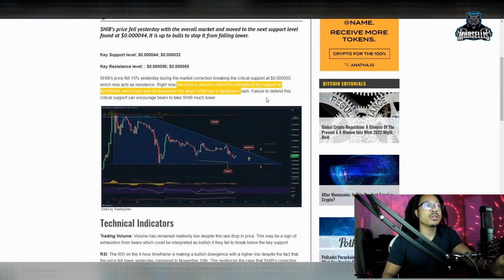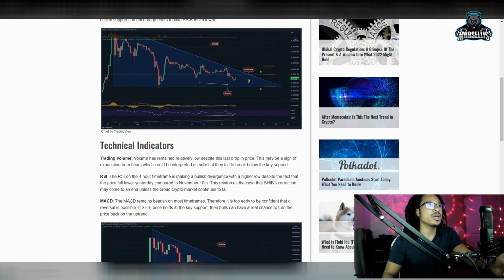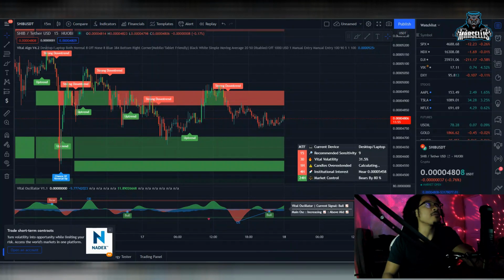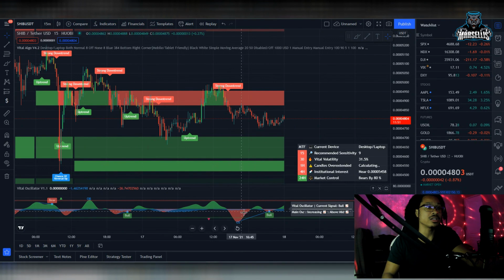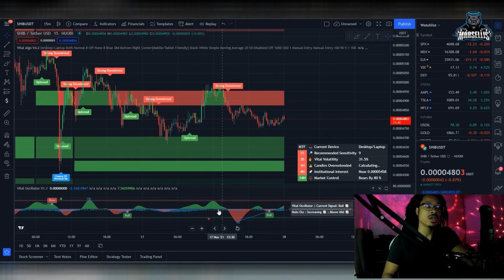So over here, failure to defend this critical support can encourage bears to take Shib much lower. So technical indicators, volume has remained relatively low despite this last drop in price. This may be a sign of exhaustion from bears, which could be interpreted as bullish if they fail to break below the key support. So over here, you can definitely see the volume is way lower here for Shiba Inu. You can see even the selling is getting lower. And over here in the oscillator, we're starting to form up that green supply and demand area showing more demand, like I said earlier.